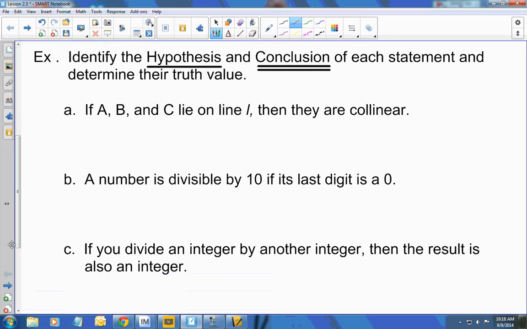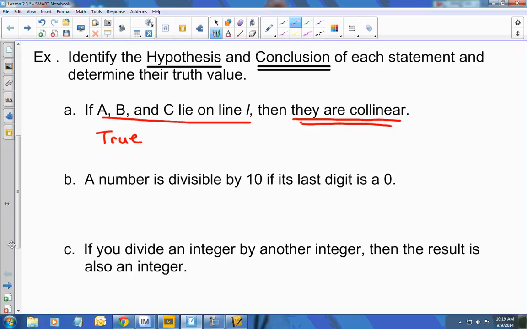So we're going to look at some conditional statements. Sometimes, if it's not in if-then form, you have to put it in if-then form. We're going to identify the hypothesis and the conclusion, and then we're going to determine the truth value. Now, I'm not going to make you rewrite it. You can just underline the hypothesis once and the conclusion twice. So my statement is, if A, B, and C lie on line L, then they are collinear. What's my hypothesis? A, B, and C lie on line L, and my conclusion, they are collinear. Is that a true or false statement? That's a true statement. Good.